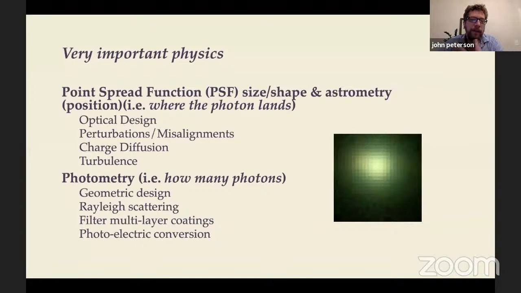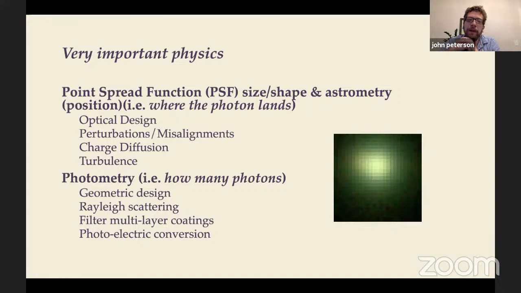Before we get into the weeds though, here's just to think about the more important things. So of all that list, if you really want to figure out what the point spread function looks like, both its size and shape, as well as where objects in the field end up, the astrometry, in our case, basically that's where the photon lands. That mainly depends on the overall optical design, as you saw in the movie, as well as these perturbations or shape distortions on the mirrors, charge diffusion in the detector, and the turbulence.